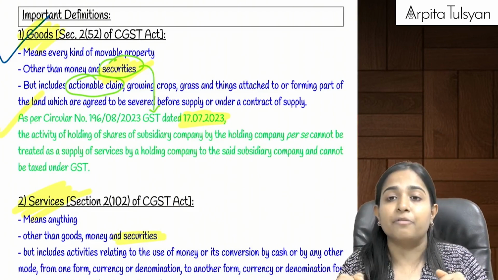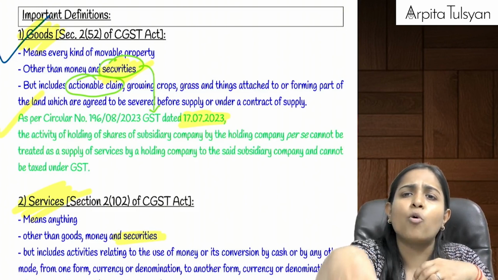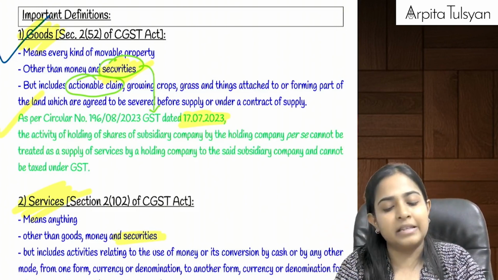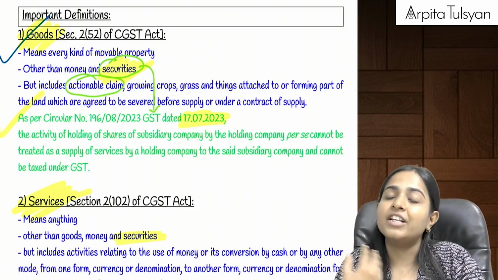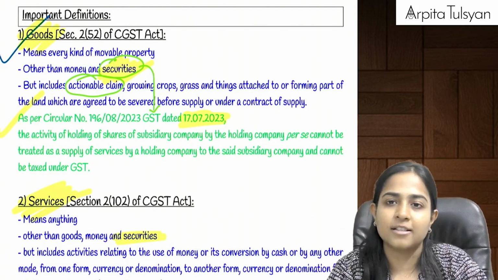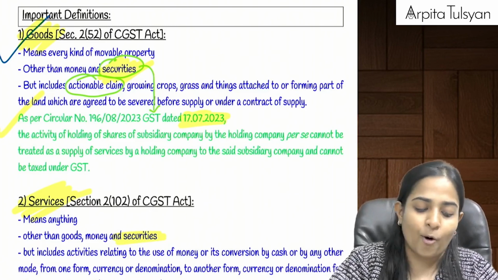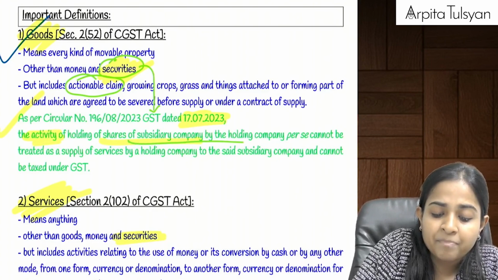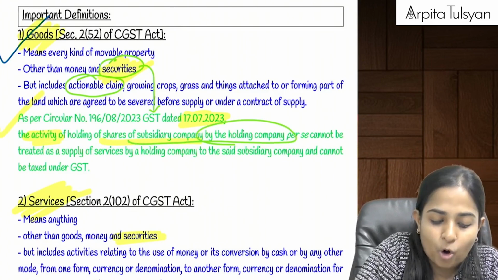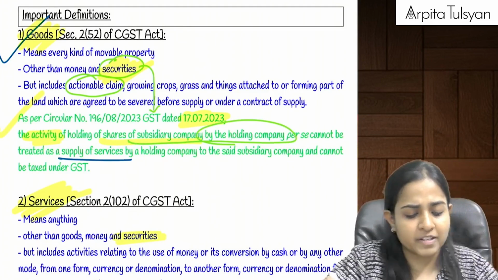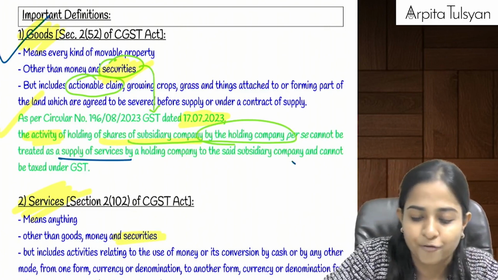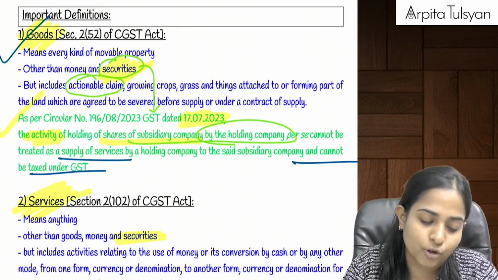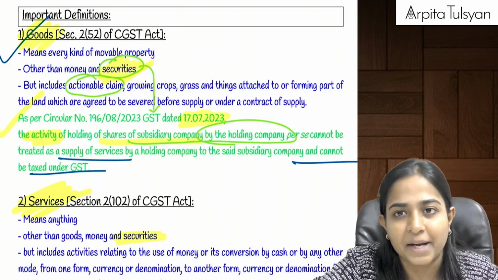But if a holding company is holding shares or acquiring shares in the subsidiary company, can we say these shares are securities? And if it is security, it is neither goods nor services. The activity of holding shares of the subsidiary company by the holding company cannot be treated as supply of services, and it cannot be treated as supply of goods because securities are not at all covered in the definition of goods. Therefore, this will not be liable for GST.